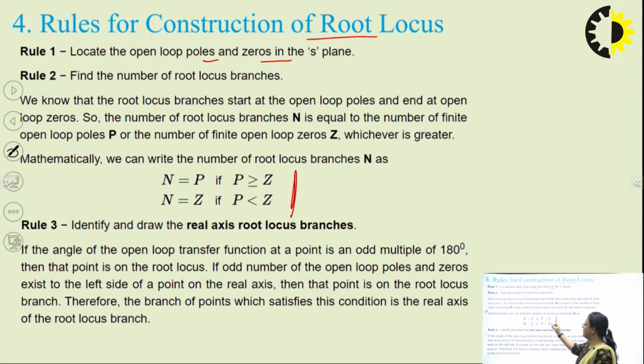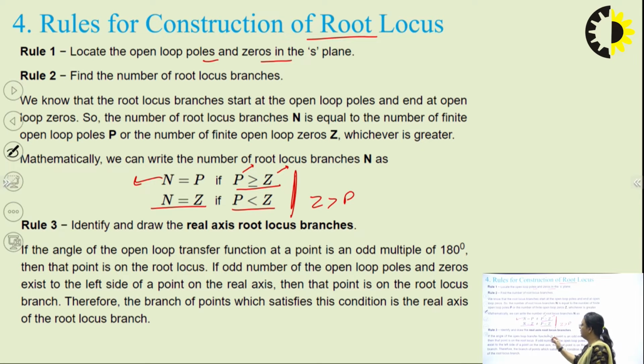If P, the open loop poles, is greater than or equal to Z, the open loop zeros, then the number of branches of the root locus will be equal to P. And if P is less than Z, that means Z is greater than P, the number of branches of the root locus will be equal to Z, whichever is greater.